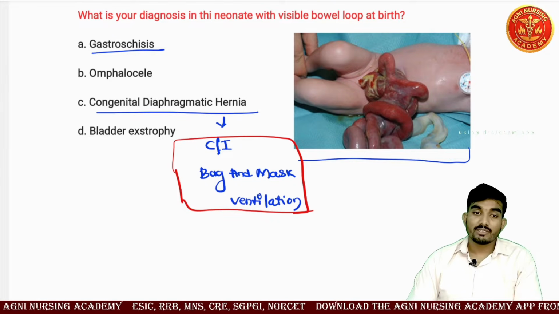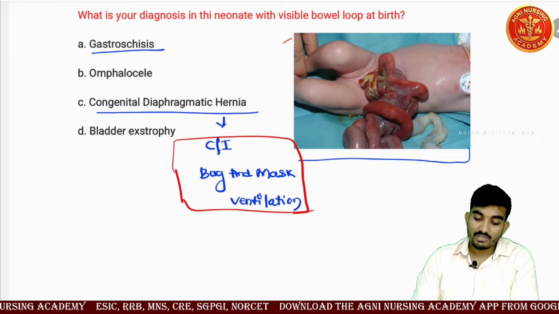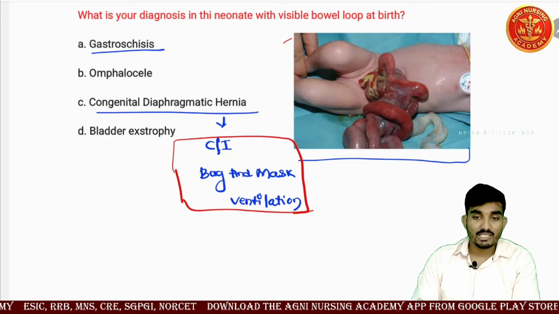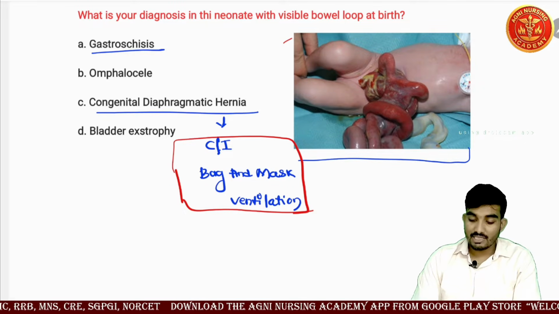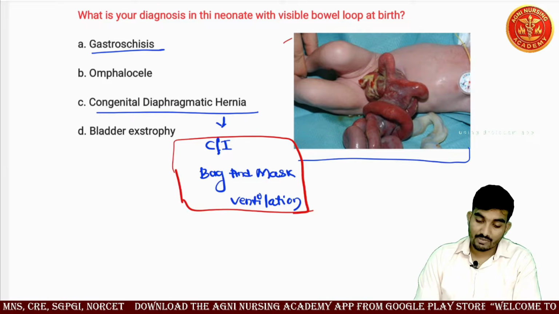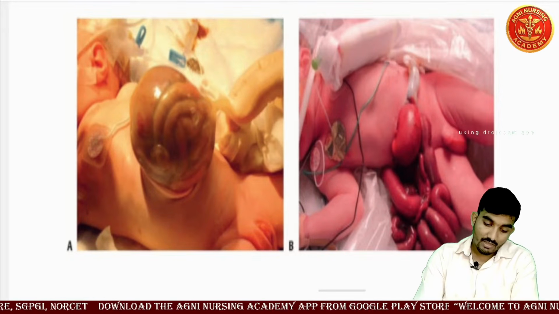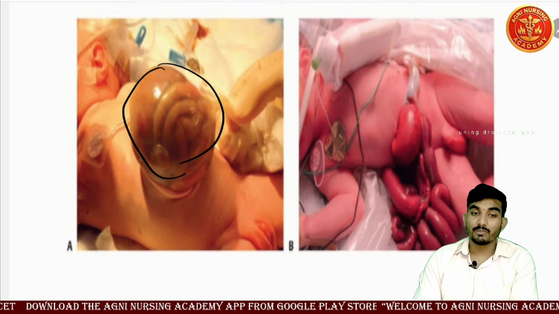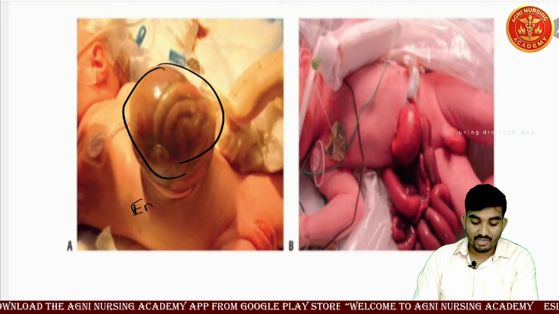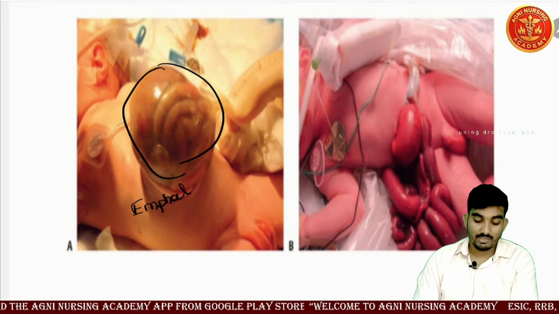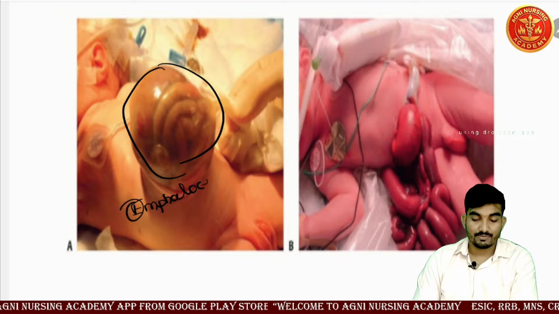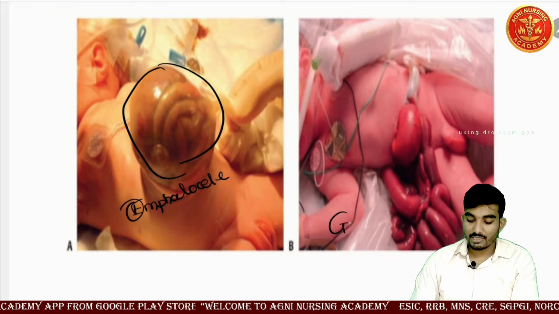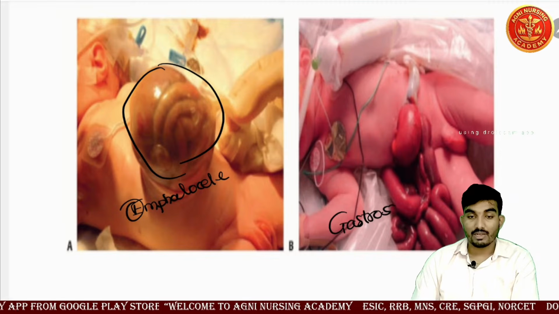Now, which image is this? See here, the abdominal content is protruded out, but there is no covering present. This is called gastroschisis. Here, the abdominal content is protruded out, but it is covered with a sac. This is called an omphalocele. And here, the protruded organs are present with no covering. That is gastroschisis.